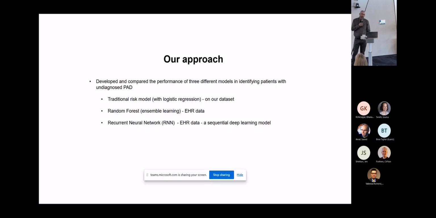The input features for this model were the electronic health record data features. We also tried a recurrent neural network as a deep learning model, which can model sequential data.